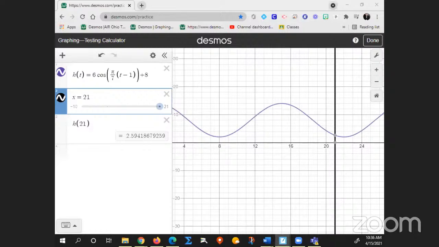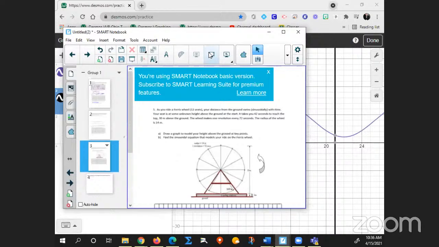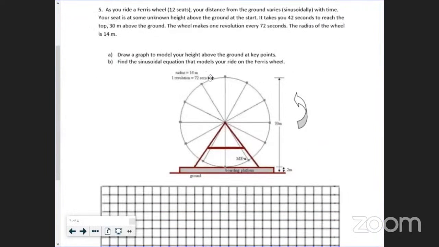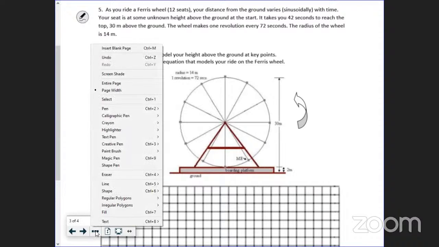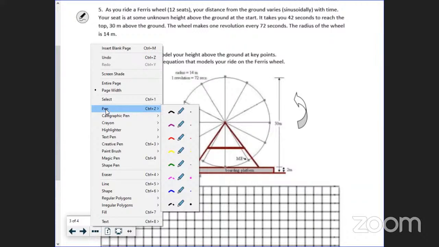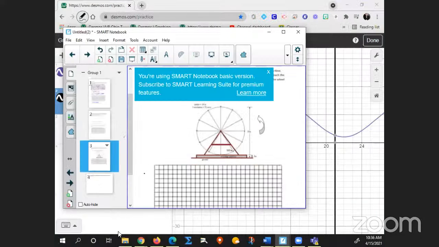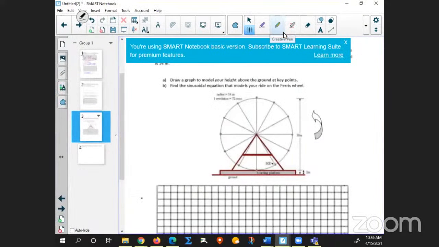Oh boy. I'm just going to go to that one. No, the next one's the next one. So wait, hold on. Your distance varies sinusoidally. Starting at 6 seconds, it's negative, but when you put it in, it's -8. Your seat is at some unknown height. So when we graph it, you'd have to actually do another y-axis. The wheel takes 42 seconds to reach the top. Oh yeah, you don't need that.